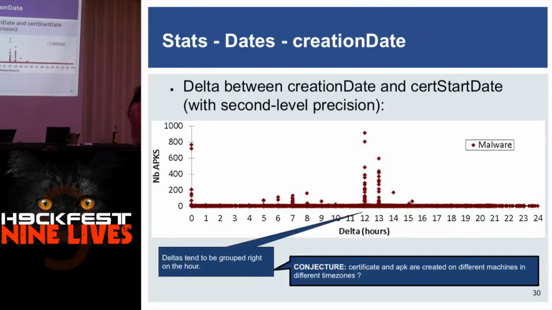The x-axis is hours, and the y-axis is the number of malware samples. What jumps at us, or should, if you haven't yet figured it out, is that we're on the clock at 12 hours. A delta of 12 hours between the creation of the APK and the start date of the validity of the certificate. 12 hours plus 1 second, 12 hours minus 1 second, there's a cluster there. 13 hours, sharp. 8 hours sharp, 7 hours sharp, 6 hours sharp, 5 hours sharp, 0 hours sharp, okay?